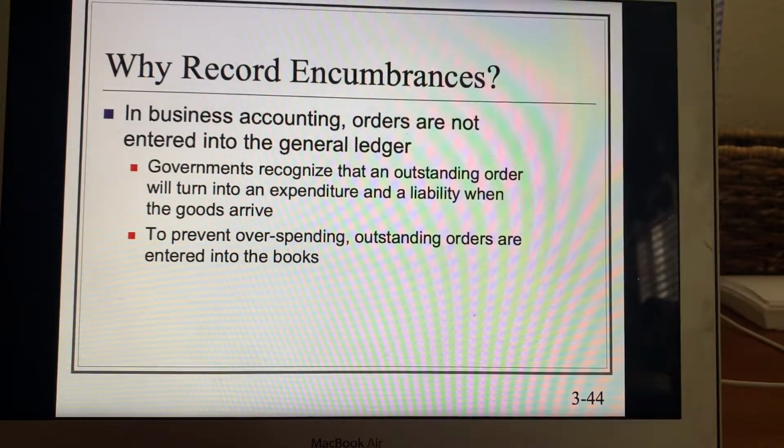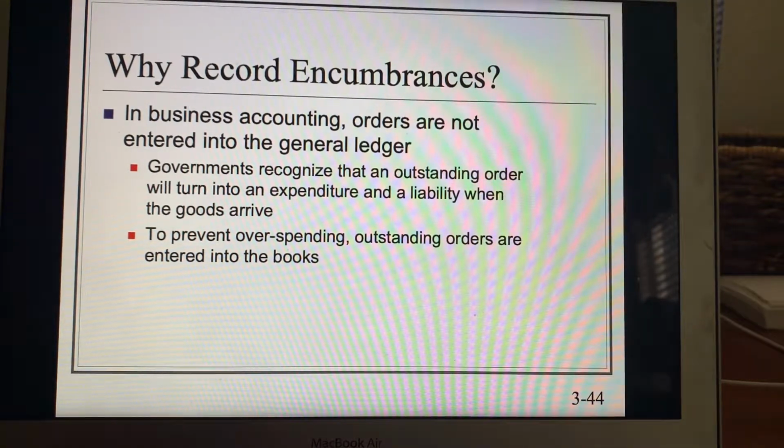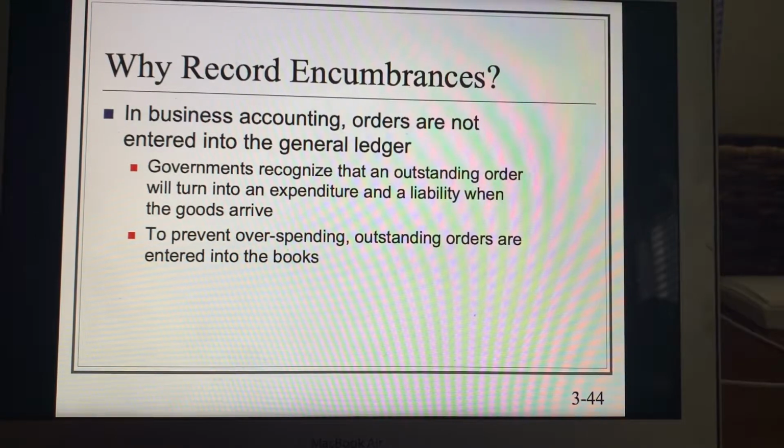Why do we record encumbrances? In business accounting, orders are not entered into the general ledger. Governments recognize that an outstanding order will turn into an expenditure and a liability when the goods arrive. To prevent overspending, outstanding orders are entered into the books. Okay, it's just recorded.